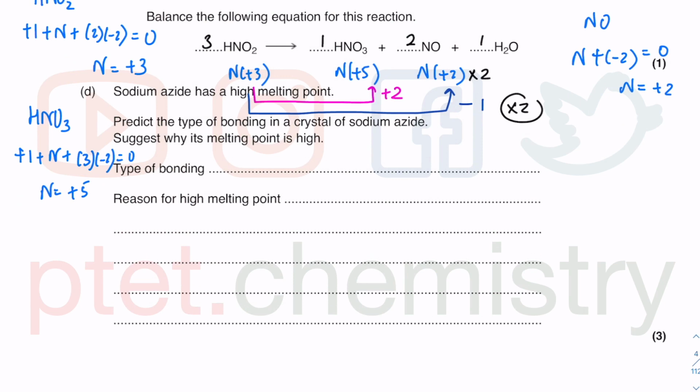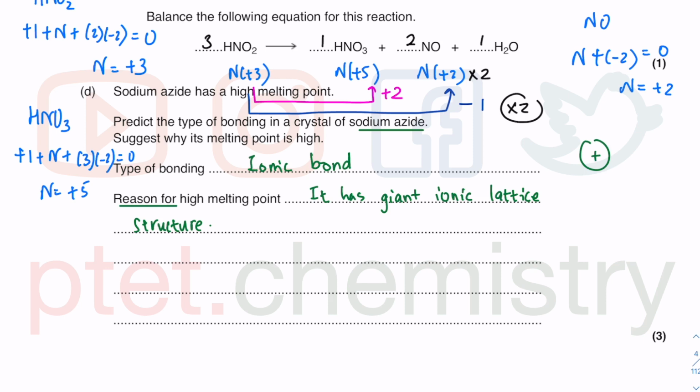Sodium azide has a high melting point. High melting point there refers to giant structure. The reason there must be giant structure: sodium azide consists of metal ions, so sodium azide has a giant ionic lattice structure. So number 1 is always structure and also bonding, so state the structure first. Of course, you have strong ionic bonds. This is between the oppositely charged ions, where you have Na plus and then N3 minus, Na plus, N3 minus.